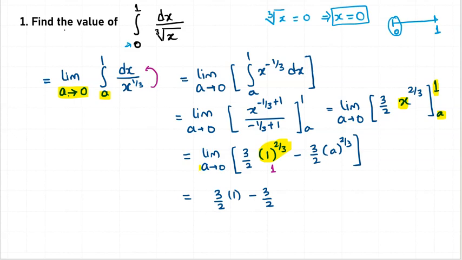Just replace this a by 0. So what you get here? 0. Here this is 1. Okay. 0 to the power 2 by 3. So 0 power any number is 0 and 0 multiply any number is 0, giving you the value of integral as 3 by 2. Okay. So this is how we solve it.